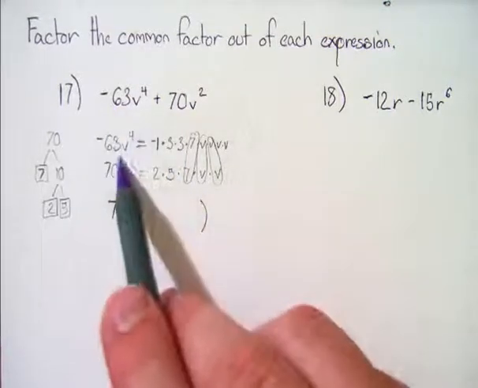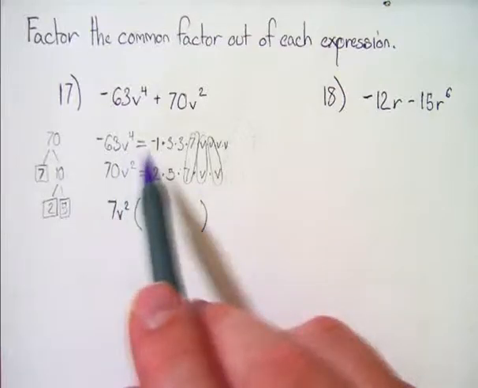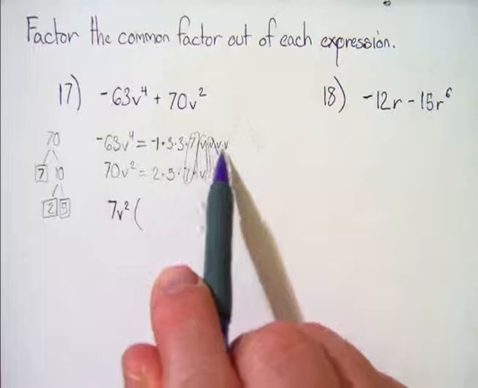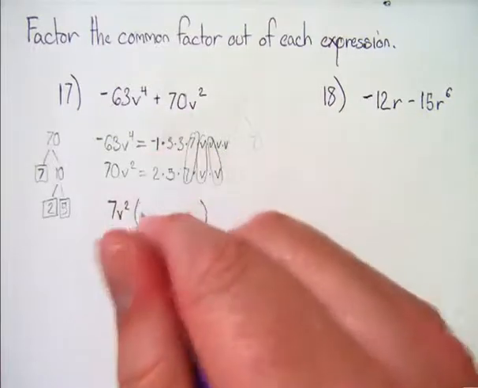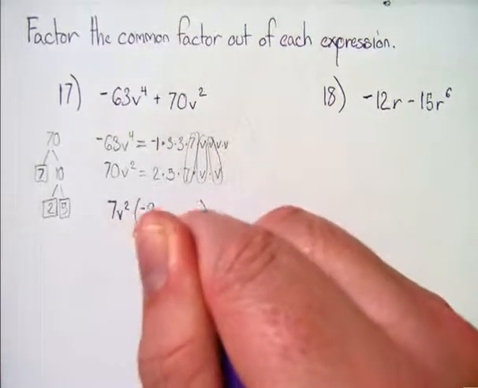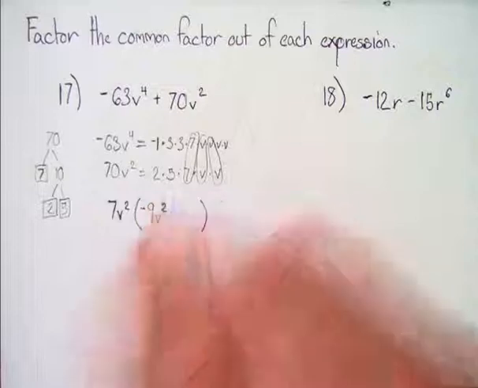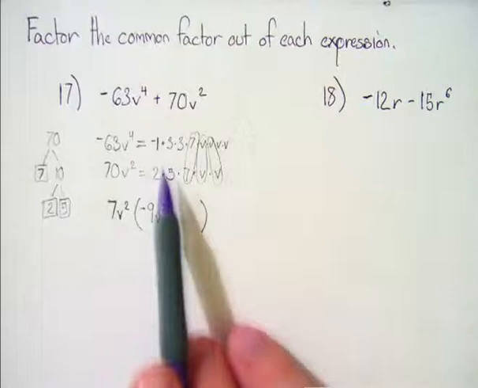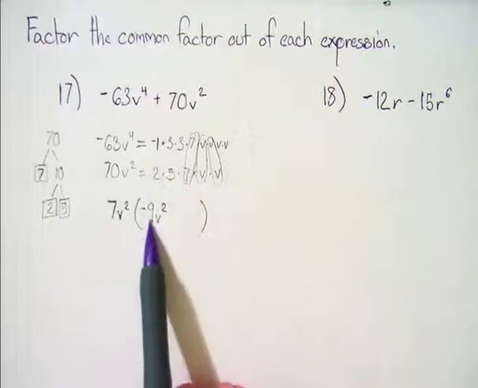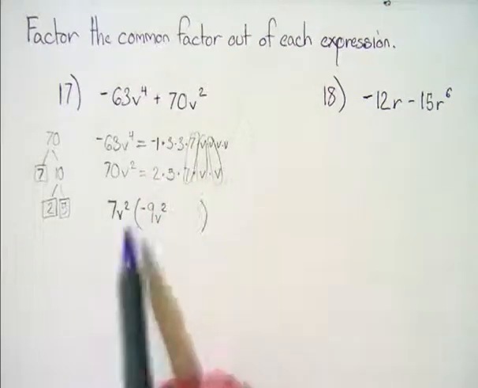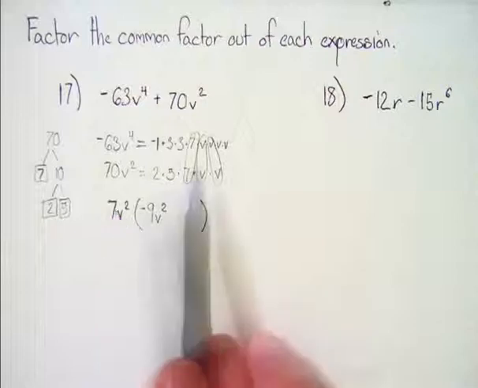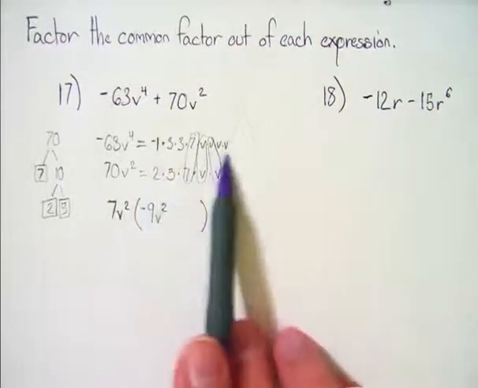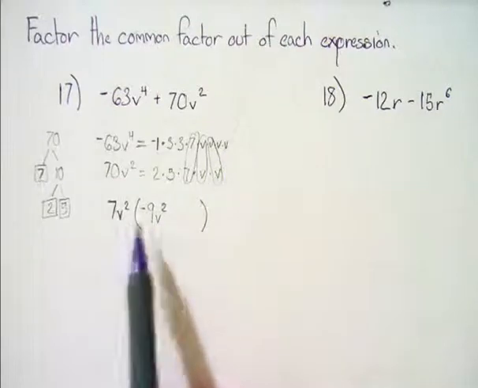So I start with my first term, the negative 63v to the fourth. And what's left from that is negative 1 times 3 times 3 times v times v. So this would be negative 9v squared left over from that one. Notice when I distribute this, I have my negative 1, 3, and 3 in the negative 9. My 7 comes from right there, a v squared from right there, and a v squared from right there. So all of these terms are still there, they're just spread out.